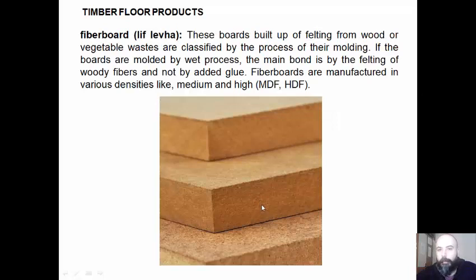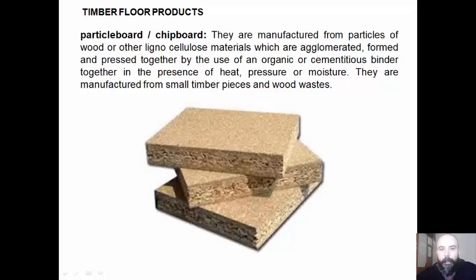Fiberboard. These boards built up of felting from wood or vegetable wastes are classified by the process of their molding. If the boards are molded by wet process, the main bond is by felting of wood fibers and not by added glue. Fiberboards are manufactured in various densities like medium and high.